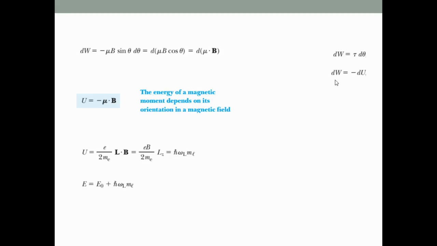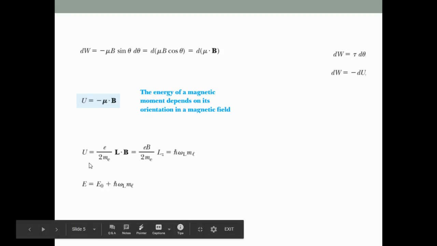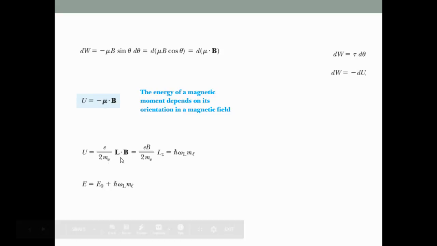So writing dW is equal to minus dU. This dU is identified as magnetic potential energy. That is, the energy of a magnetic moment depends on its orientation in a magnetic field. So we can write U equal to minus e by 2me L dot B. eB by 2me L is h cut omega L ml.